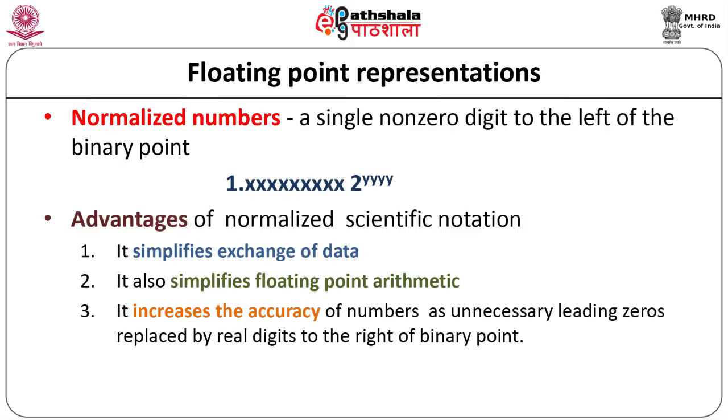In this simple model, all significands must have the form 1.xxxx times 2 raised to y. A standard scientific notation for floating point numbers in the normalized form provides 3 advantages. It simplifies exchange of data, it also simplifies floating point arithmetic, and it increases the accuracy of the numbers.